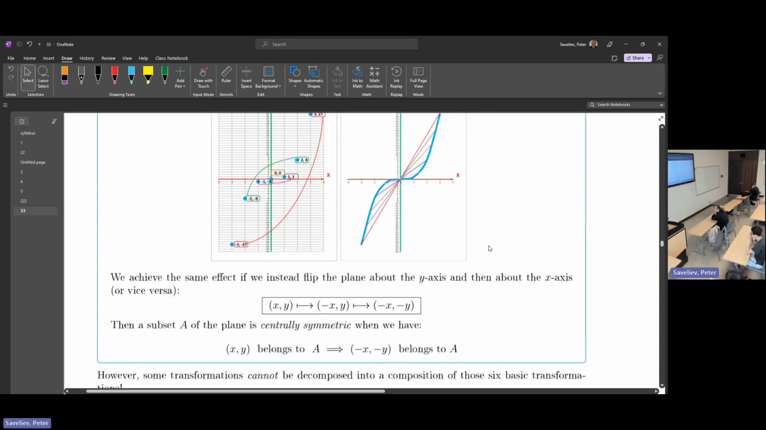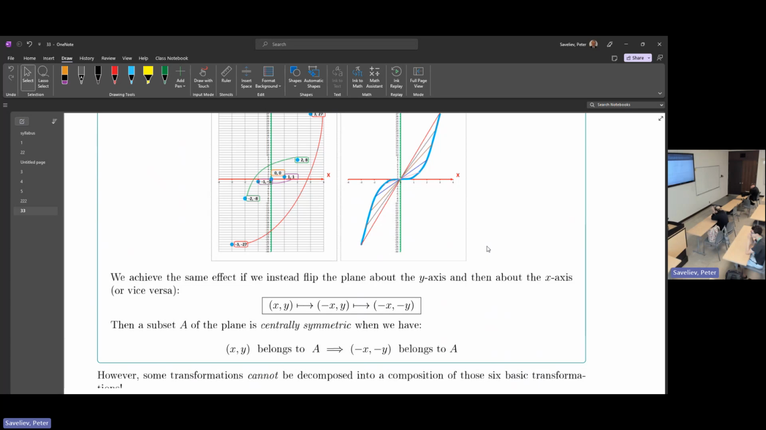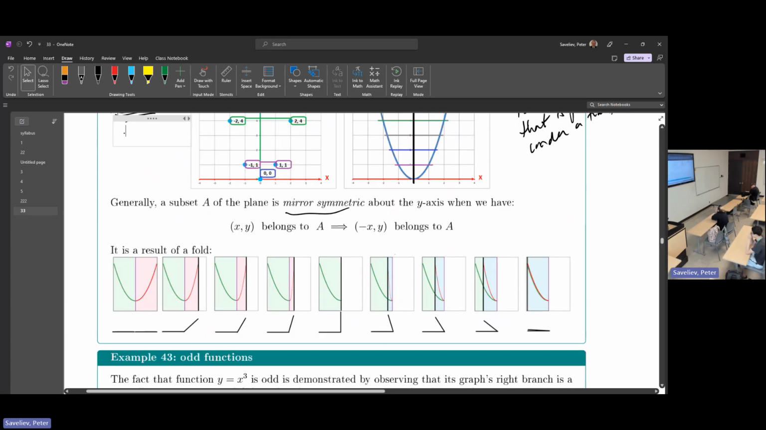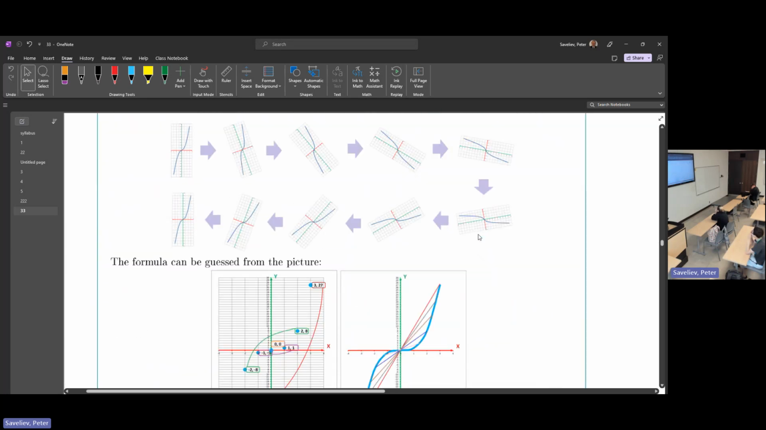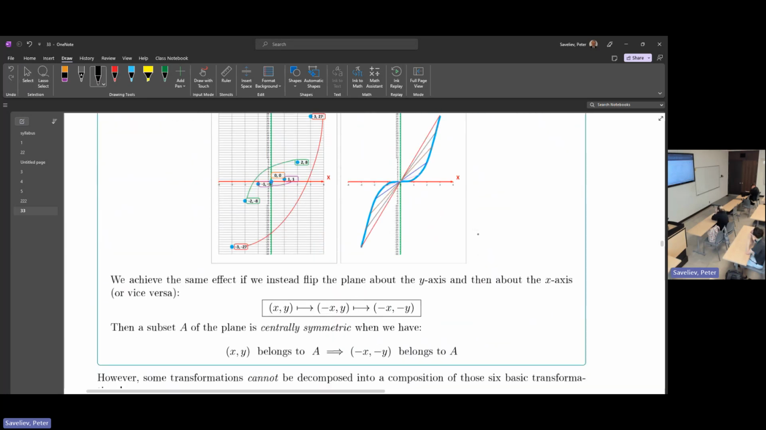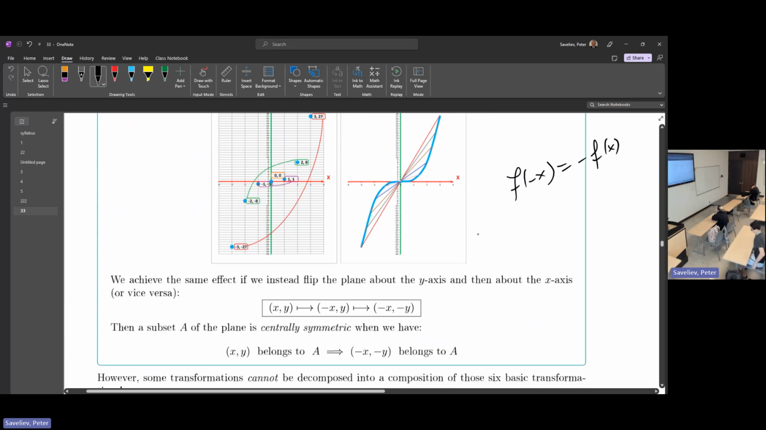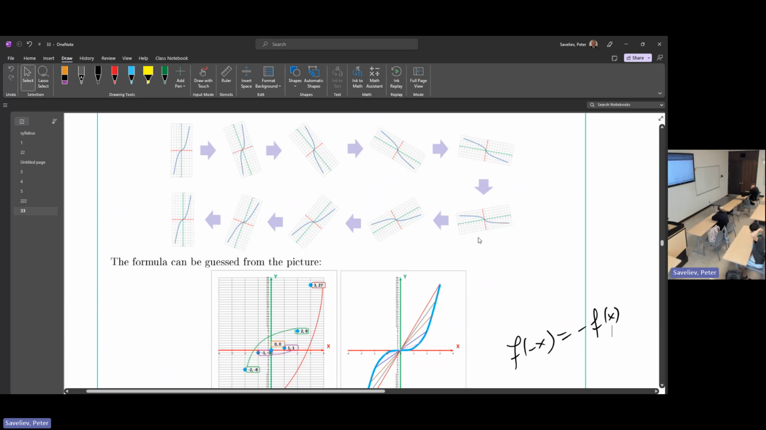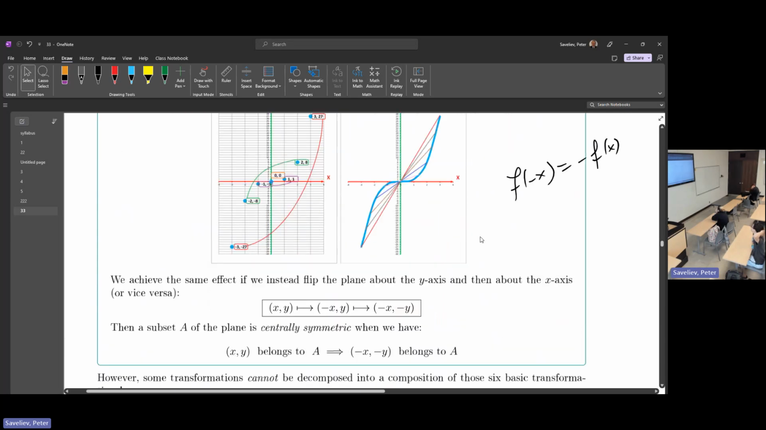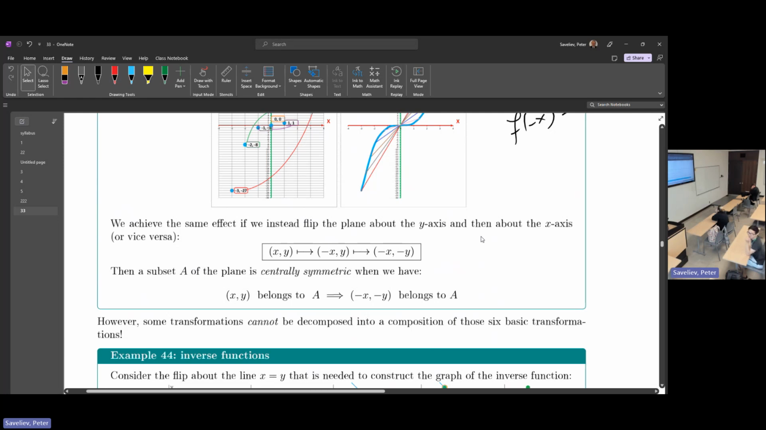The formula is very simple. For 180 degrees, you think of two flips executed consecutively: you just multiply both x and y by negative 1, and that's the transformation you can see here. In case you don't remember the formula, f of negative x is equal to negative f of x. So if we look at the symmetry of a function such as x cubed, it is odd, because the power is odd. Otherwise, it's a symmetry preserved under rotation by 180 degrees.